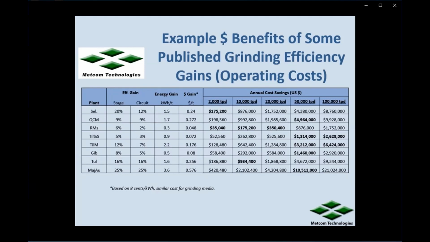Here are some of the cost savings on energy and grinding media from some published success stories. For example, optimizing percent solids in the pebble mills at Tilden gave a 5% efficiency gain in those mills, 3% for the overall AG plus pebble milling circuit. At 75,000 tons per day, the electrical energy cost saving is close to $2 million per year. Improved pebble sizing likewise saved another $5 million per year in electrical energy cost.